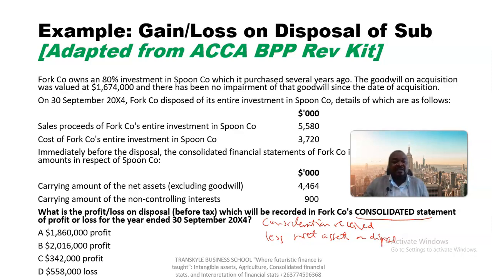less goodwill of the sub on disposal, less NCI. Okay, the NCI on disposal.